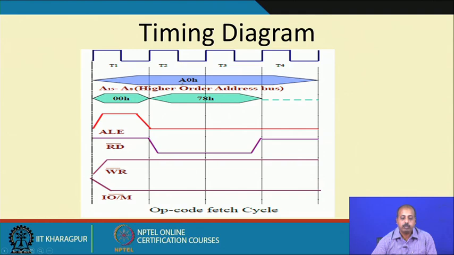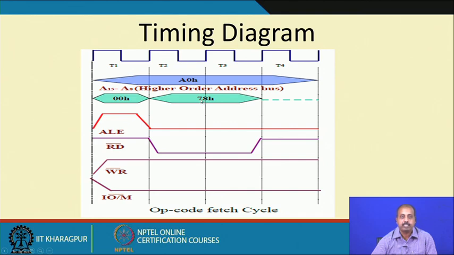So for the memory, now A0 is in the higher order address bus and 00 is in the lower order address bus, and the processor activates this read bar signal. So far it was high, now it becomes low. On getting the read bar signal and the address A000, the memory will put the corresponding location content onto the data bus. So 78 hex comes onto the data bus.